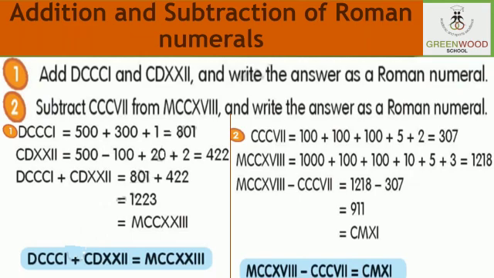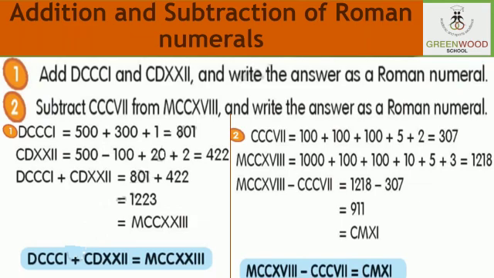CDXXII. CD means 400. XX means 20. II means 2. 400 plus 20 plus 2 is equal to 422. So, 801 plus 422 is equal to 1223. Now write this 1223 as a Roman numeral. 1000 means M, 200 means CC, 20 means XX, 3 means III.